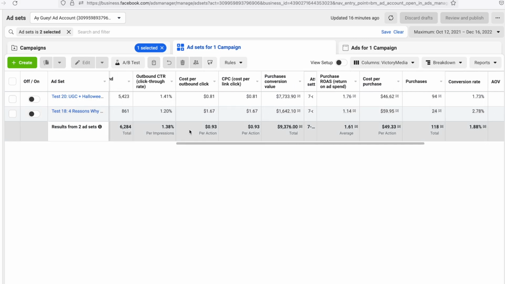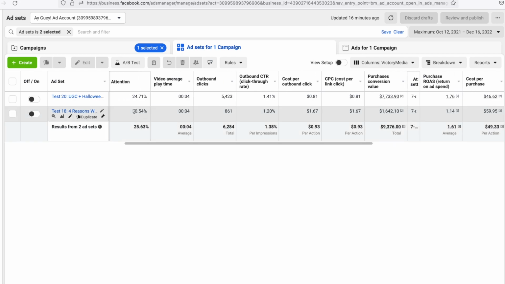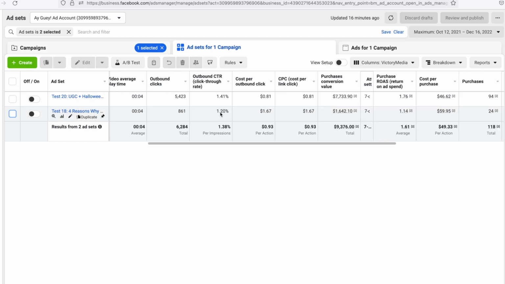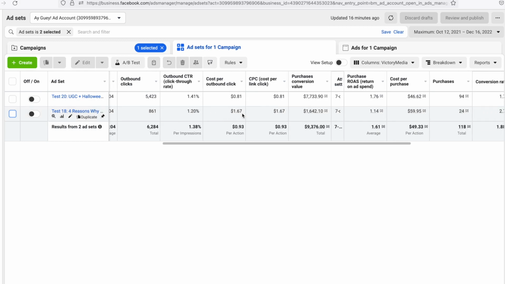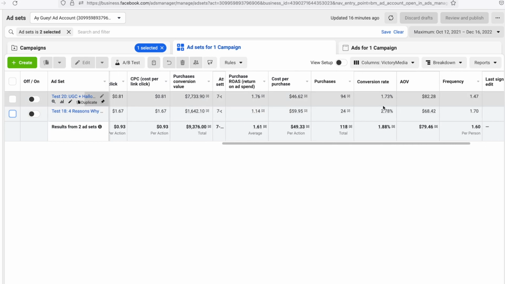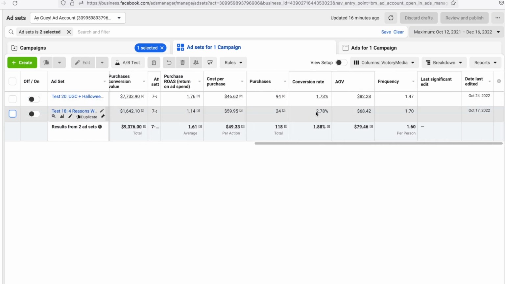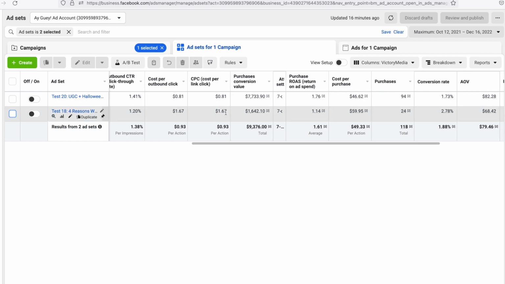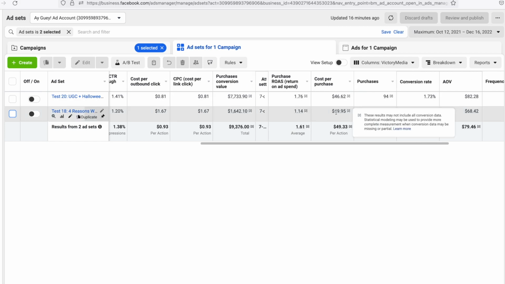So we can see that our retention rate is a lot better right here. We are looking at a 30% thumbs up ratio, but our click-through rate is not really as good at a 1.2. However, our conversion rate is a lot better. Our conversion rate is almost at 3%, which is crazy, meaning the people that are actually clicking through are performing super well. They're converting, they're a lot more qualified, but we are not necessarily getting to a super good cost per purchase.